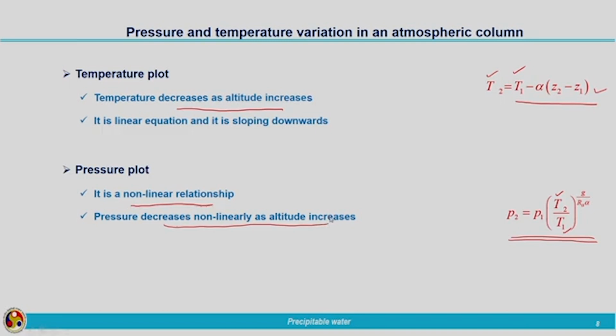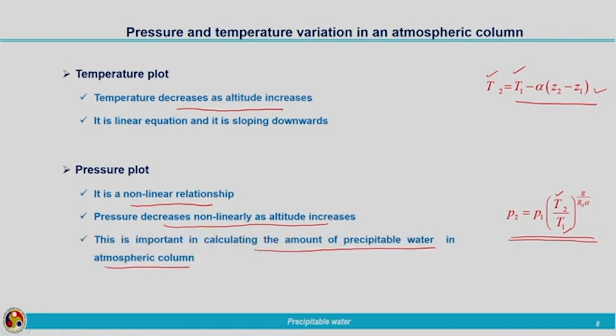So, both the temperature and pressure decrease as we go up into the atmosphere. We need to have a clear idea about this while calculating the precipitable water in an atmospheric column. For one particular atmospheric column we have considered, how much moisture is available for us to quantify the precipitation? That is our main objective. That is why we have found out how pressure and temperature vary as we go up into the atmosphere, because water vapor is present in the atmosphere.